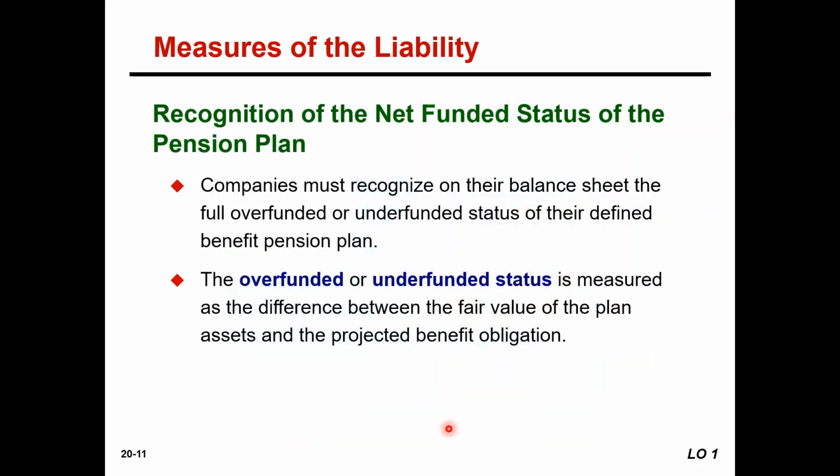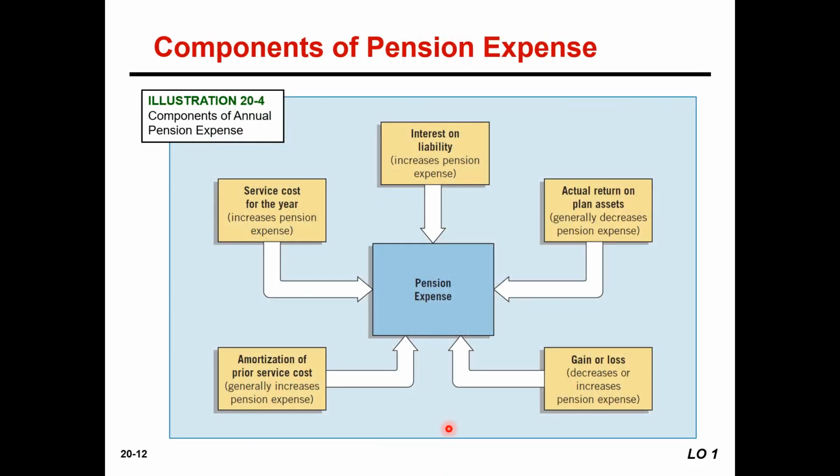Recognition of the net funded status of the pension plan. Companies must recognize on their balance sheet the full overfunded or underfunded status of the defined benefit pension plan. The overfunded or underfunded status is measured as a difference between the fair value of the plan assets and the projected benefit obligation. Here's an illustration on computing pension expense.